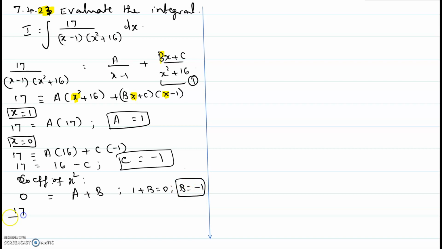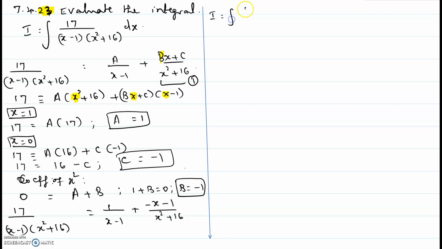So the integrand, which is 17 over (x minus 1) times (x squared plus 16), can be written as 1 over x minus 1, plus negative x negative 1, because B is negative 1 and C is negative 1. So in 1, if we substitute the values of A, B and C, we get negative x minus 1 over x squared plus 16. Now we are going to integrate the two expressions that we found.